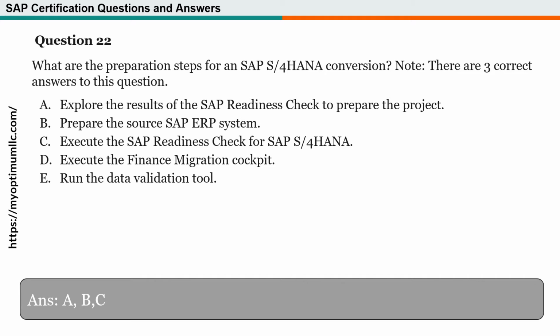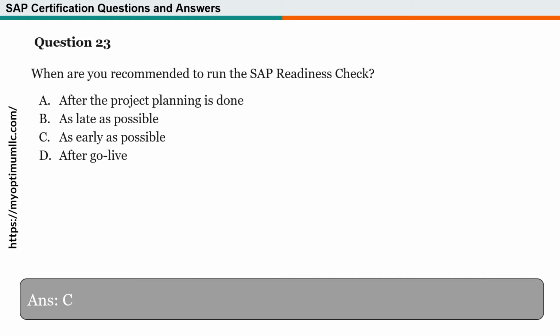A. Explore the results of the SAP Readiness Check to prepare the project. B. Prepare the source SAP ERP system. C. Execute the SAP Readiness Check for SAP S/4HANA. D. Execute the finance migration cockpit. E. Run the data validation tool. Question 23. When are you recommended to run the SAP Readiness Check? A. After the project planning is done.